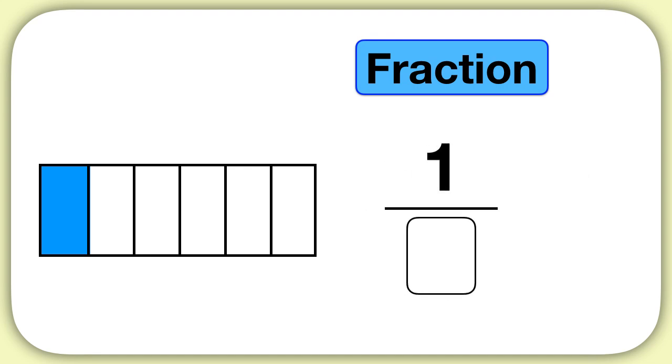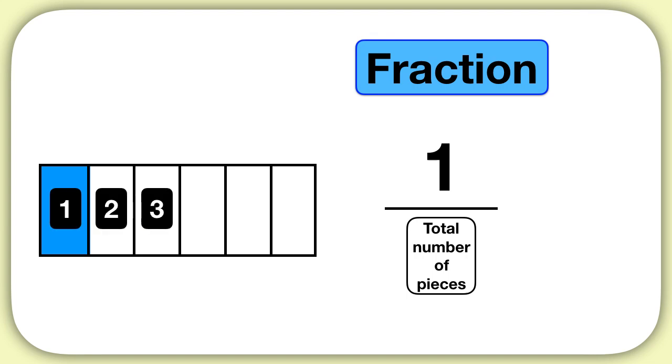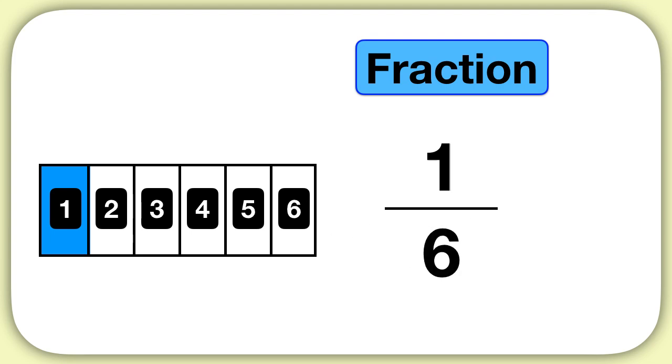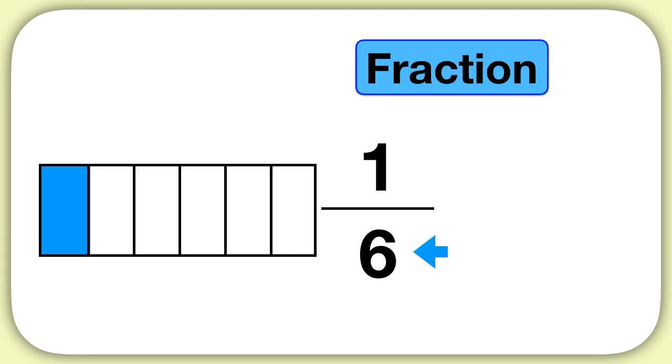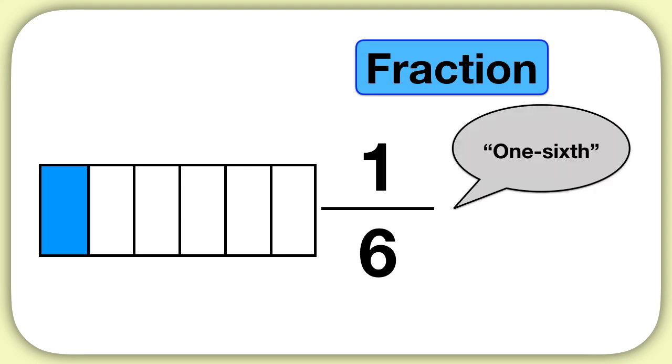Next, the number on the bottom will be the total number of pieces in this entire rectangle. What number should I put down here? You could count that there's 1, 2, 3, 4, 5, 6 pieces in this entire rectangle. So you'll write the number 6 on the bottom. What is this number on the bottom of a fraction called? This number is called the denominator. Now that we've written our fraction, we can say it. This is the fraction 1/6.